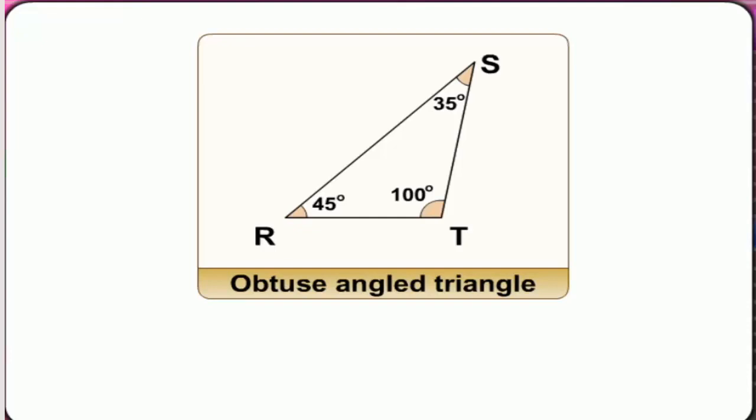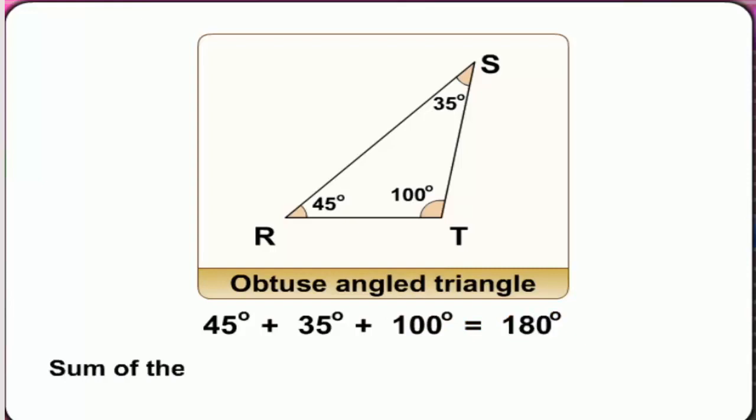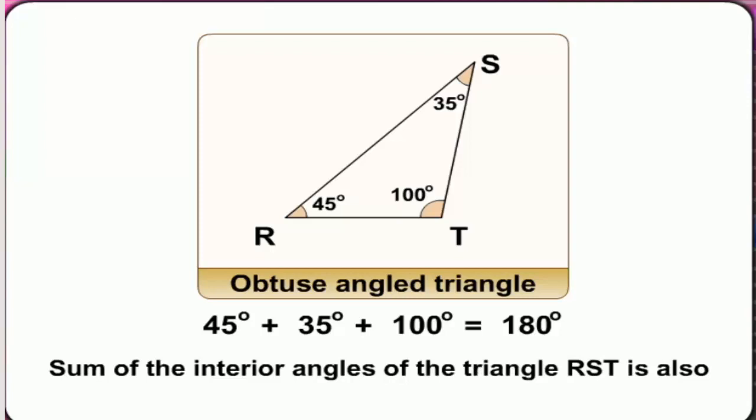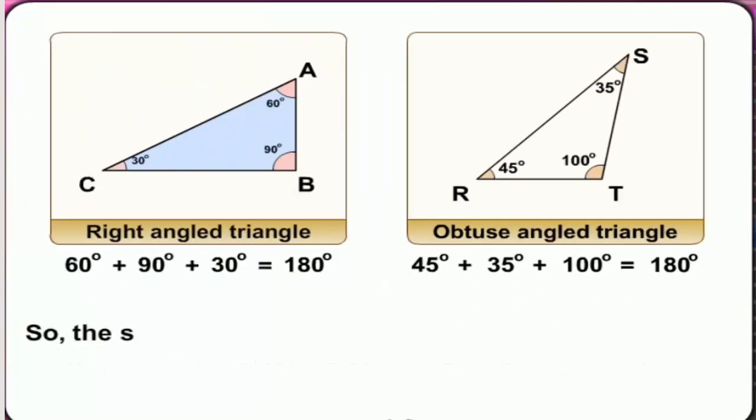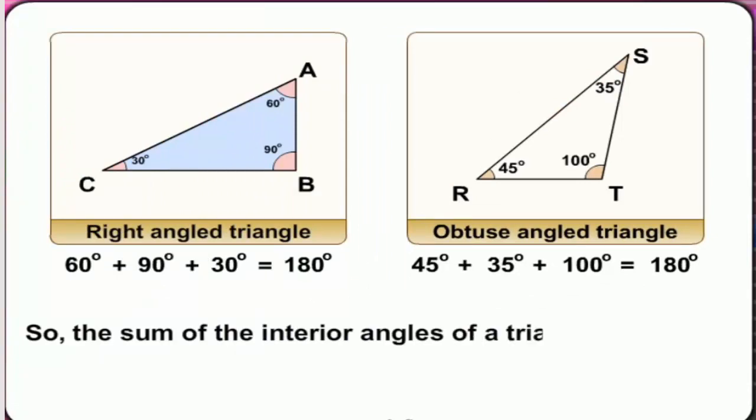Now, let us add all the angles of this triangle RST. Here, 45 degrees plus 35 degrees plus 100 degrees is equal to 180 degrees. That means the sum of the interior angles of the triangle RST is also equal to 180 degrees. So, the sum of the interior angles of a triangle is always equal to 180 degrees.